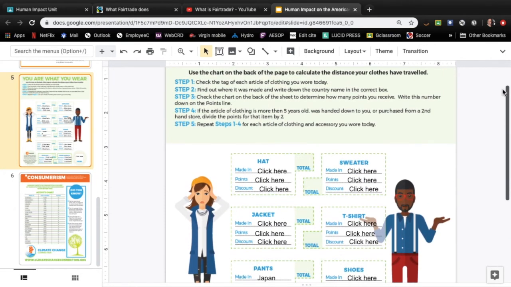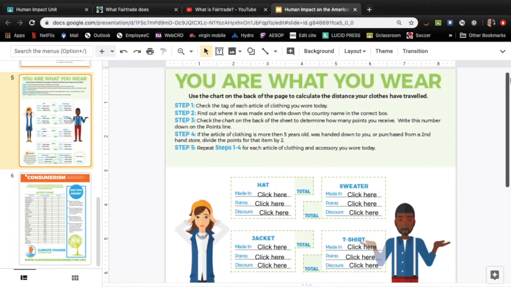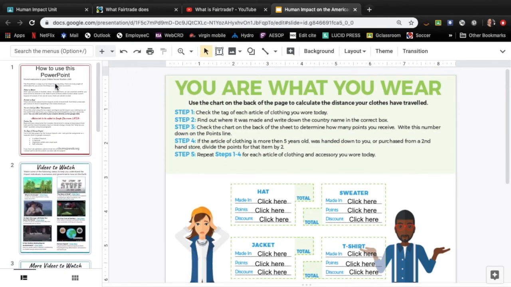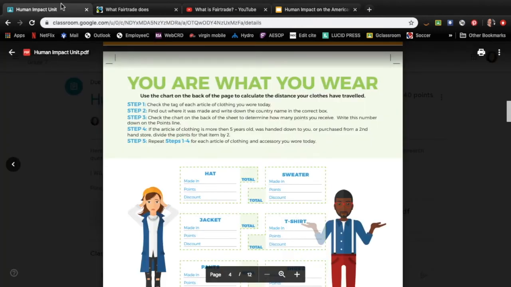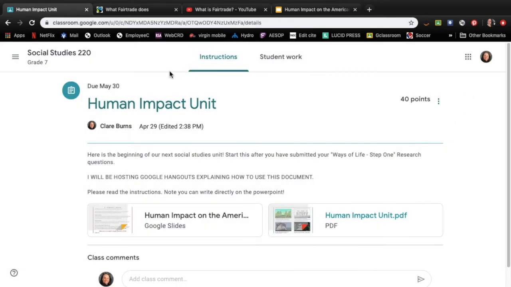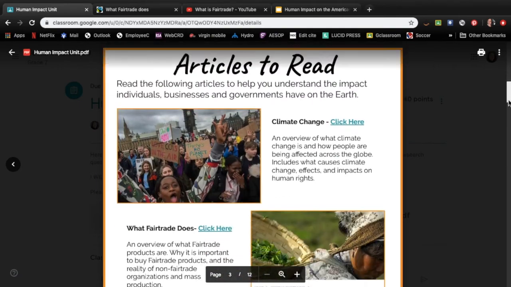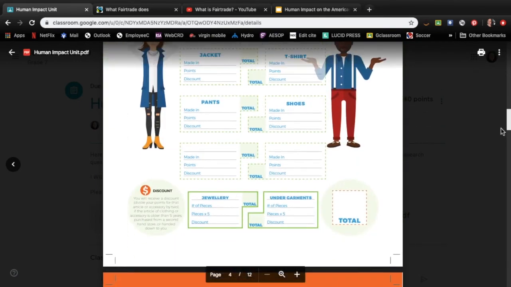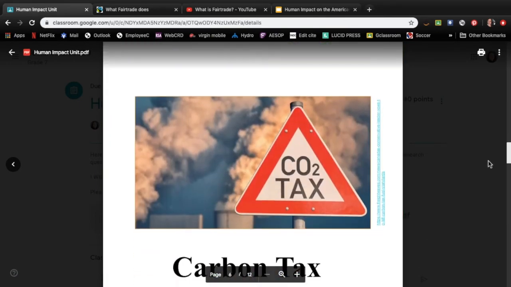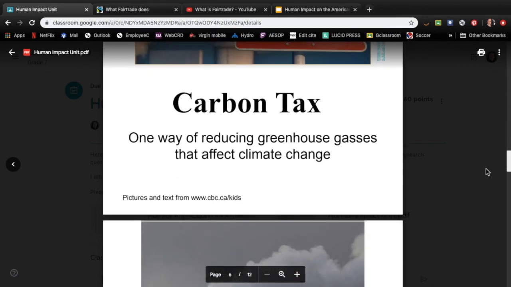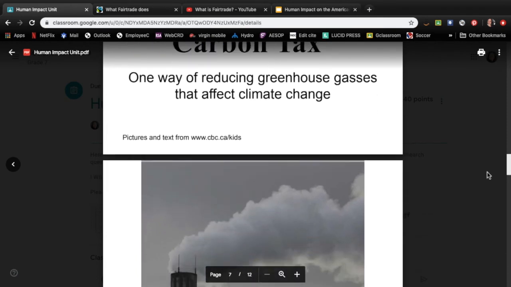For now, this is all I'm going to get you guys to do for this unit. I'm going to be posting videos on the next sort of instructions for the unit as we go ahead. If you go into the assignment again and you open up this human impact unit, you can take a peek at the rest of the unit and what we're going to be doing eventually. The next page on here is carbon tax. So it explains what Canada is doing to reduce greenhouse gases and reduce our contribution to climate change.